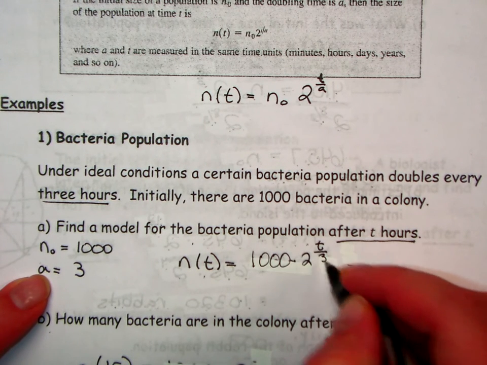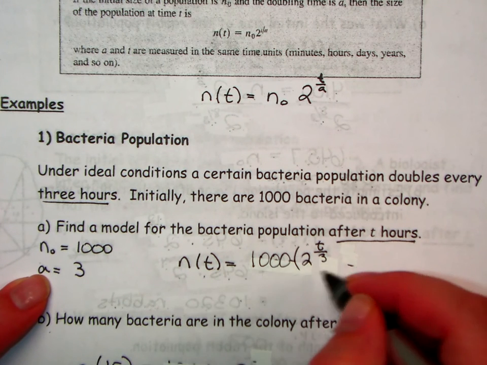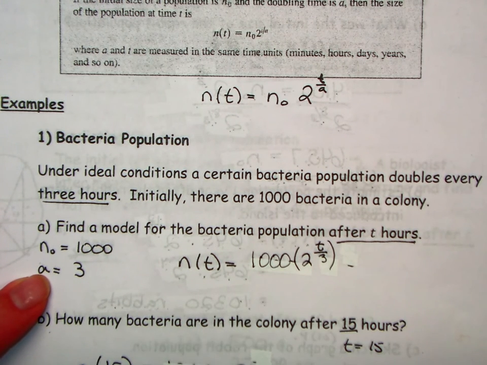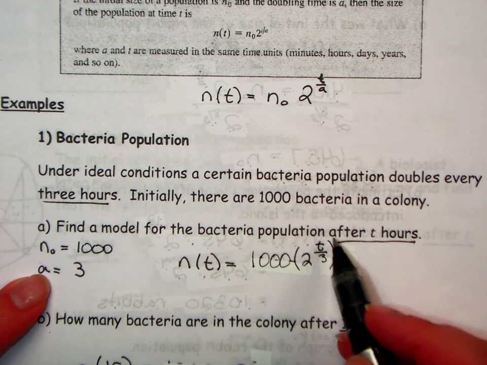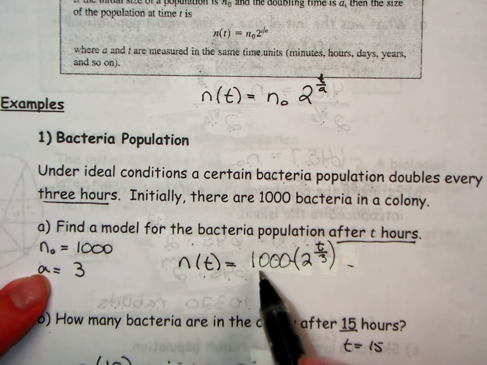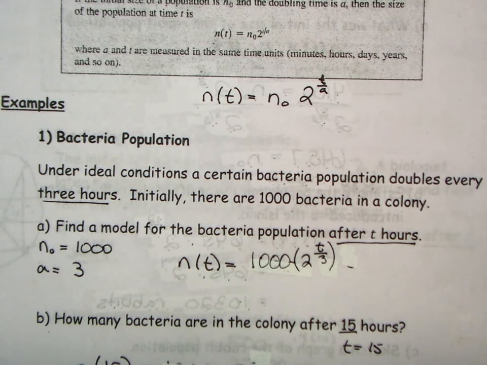So if I plug that into this equation, I'm going to get 1,000 times 2 raised to the t over 3. It is important that you don't multiply 1,000 times 2. 2 to the t over 3 is an exponential expression. 1,000 is the coefficient. So these don't get multiplied together. They're not like bases. They don't have like powers. So we're just going to leave it 1,000 times 2 to the t over 3.